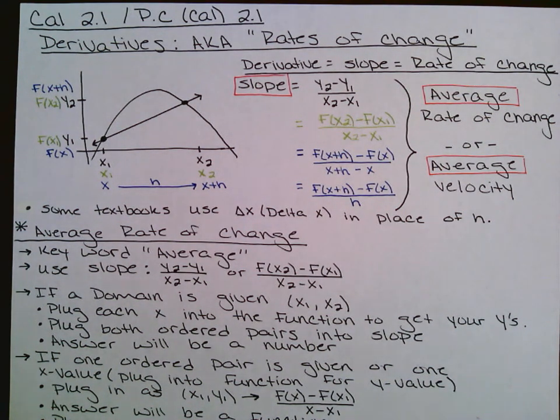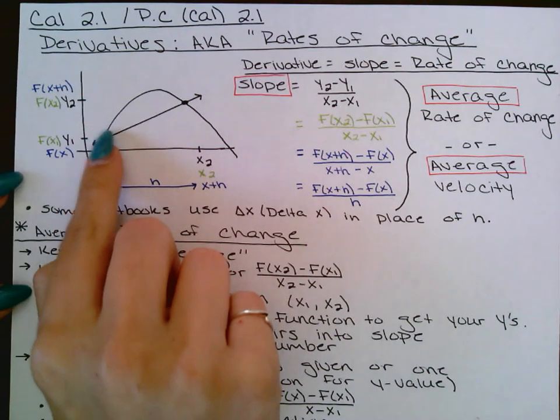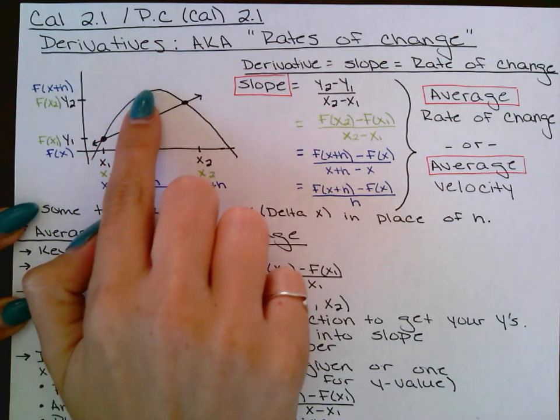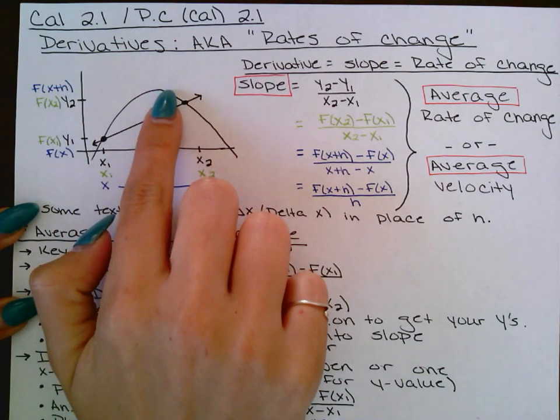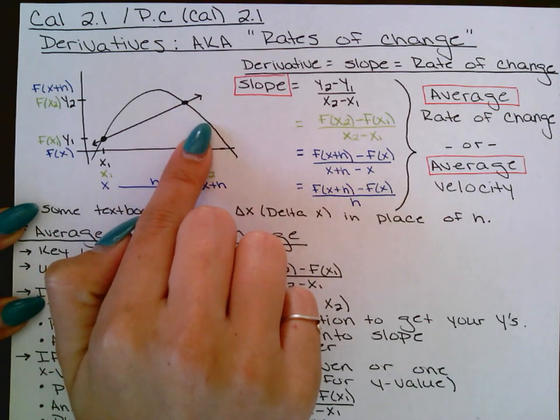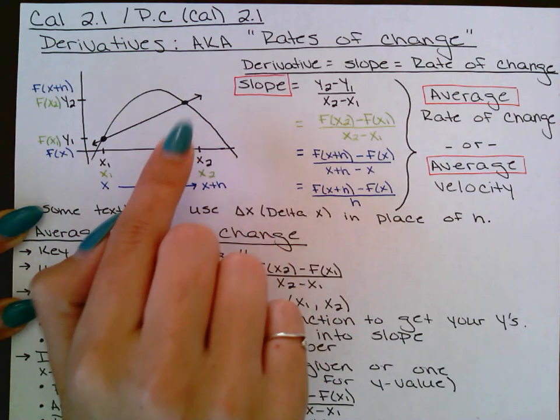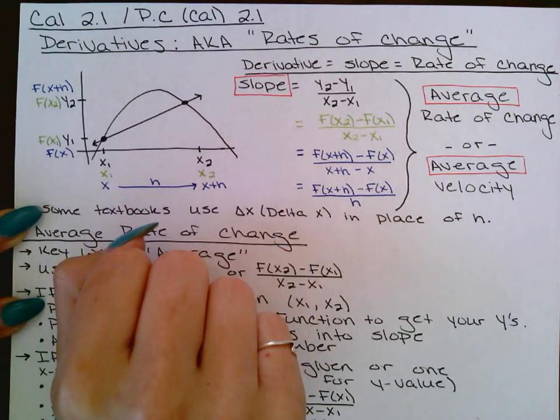But when functions start to have a curve, then we need a slope for every specific point, because here my rate of change is increasing, and then it's 0, and then it starts to go decreasing, negative. So our slope, our rate of change, is constantly changing on a curve. And that's where derivatives come in, okay?